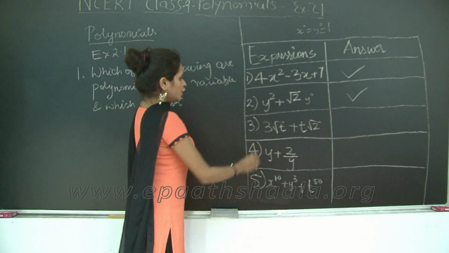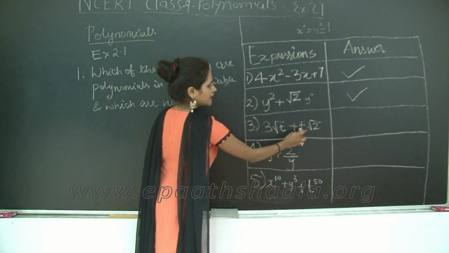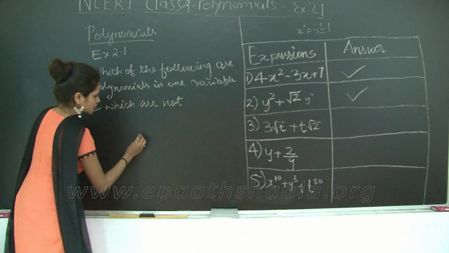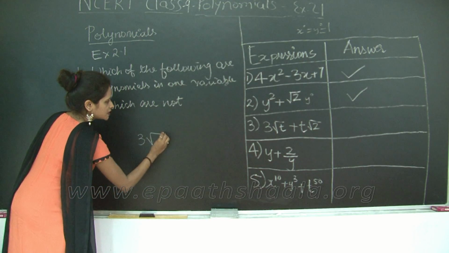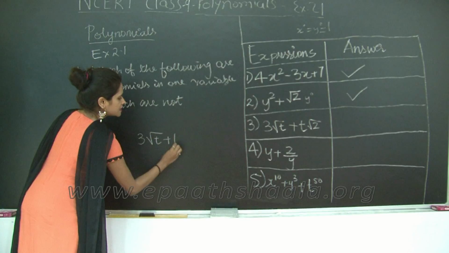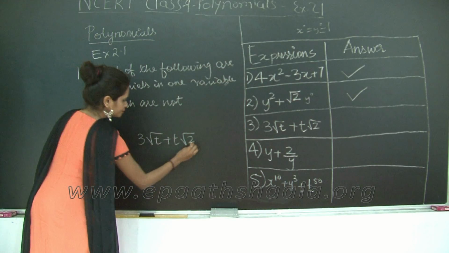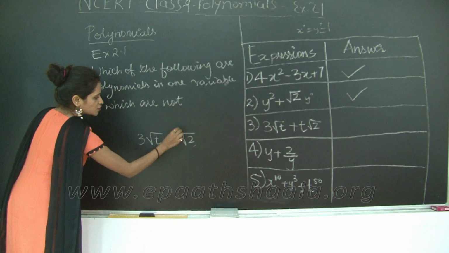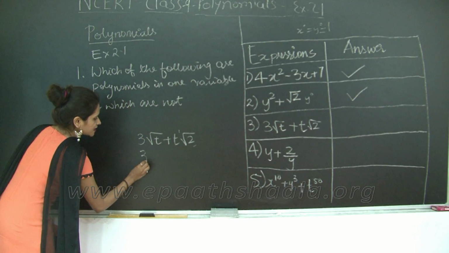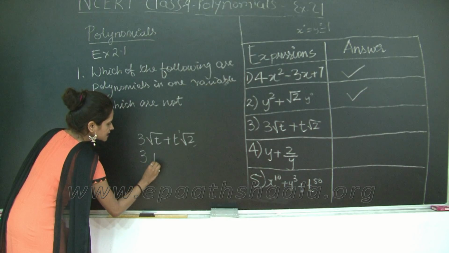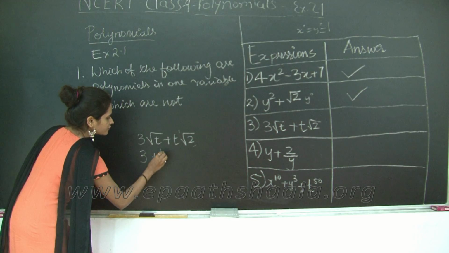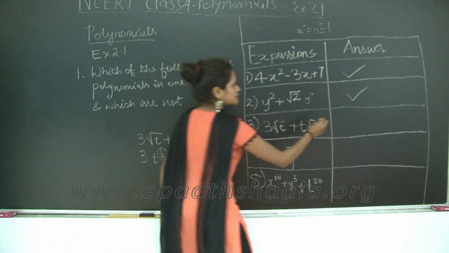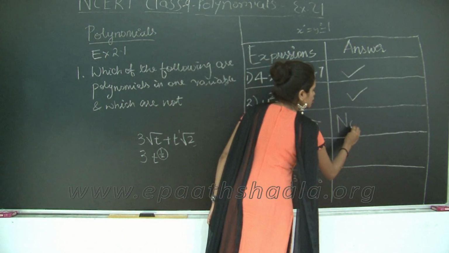The third one, you have 3 root t plus t root 2. Let's solve this to understand the answer. This is 3 root t plus t root 2. Root 2 is the coefficient of t and t is to the power of 1. Now let's see what is this. This is t raised to the power of half. Half is not a whole number, which is why this expression is not a polynomial.